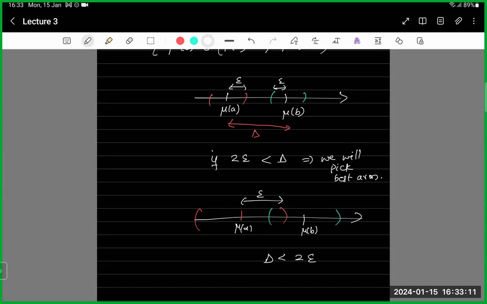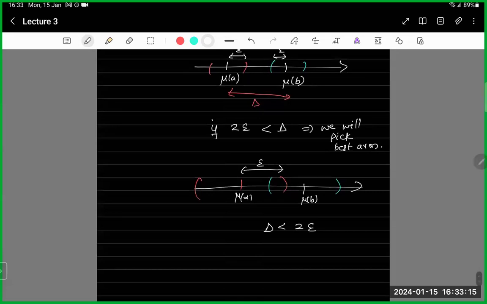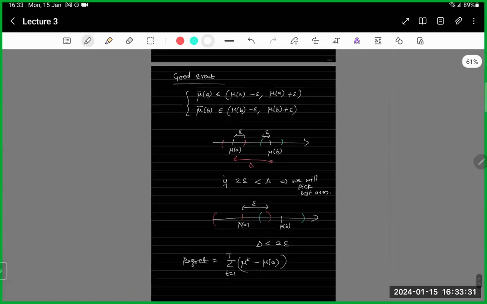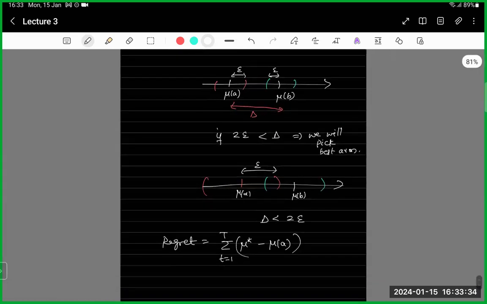Is this not clear? What is regret? You can write regret like this, right? The sum over t equal to 1 to T of mu star minus mu of A. I'm just rewriting it as mu star T minus the sum over the arms. So our regret will be at most 2 epsilon into T.